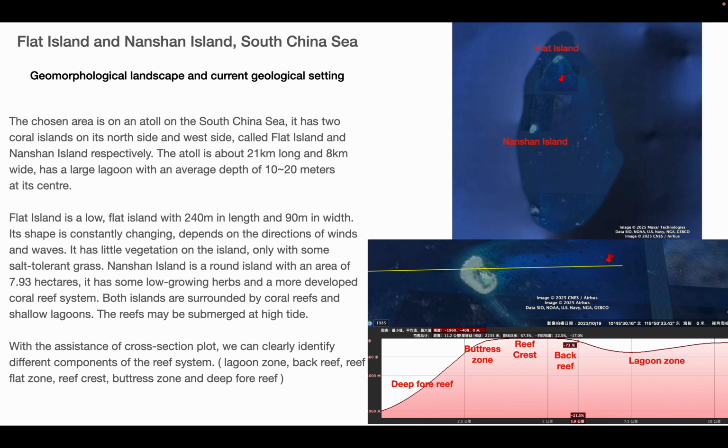As we can see on the right is the cross-sectional plot. We can clearly identify different components of the reef system, such as the deep forereef, the buttress zone, the reef crest, back reef, and lagoon zone.